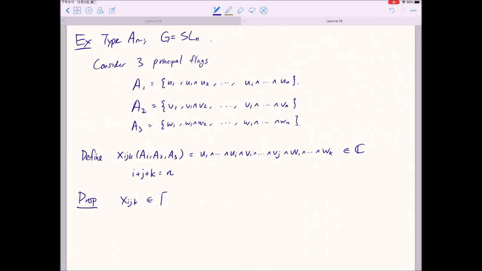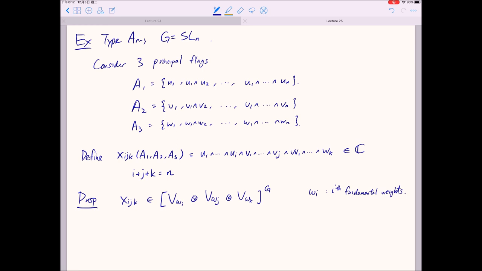So it lies in the space labeled by the fundamental weights omega i, omega j, omega k, where omega i is the i-th fundamental weight. The i-th fundamental weight means the weight vector with 1 in the i-th position and 0 otherwise. It is a basis of your weight lattice.